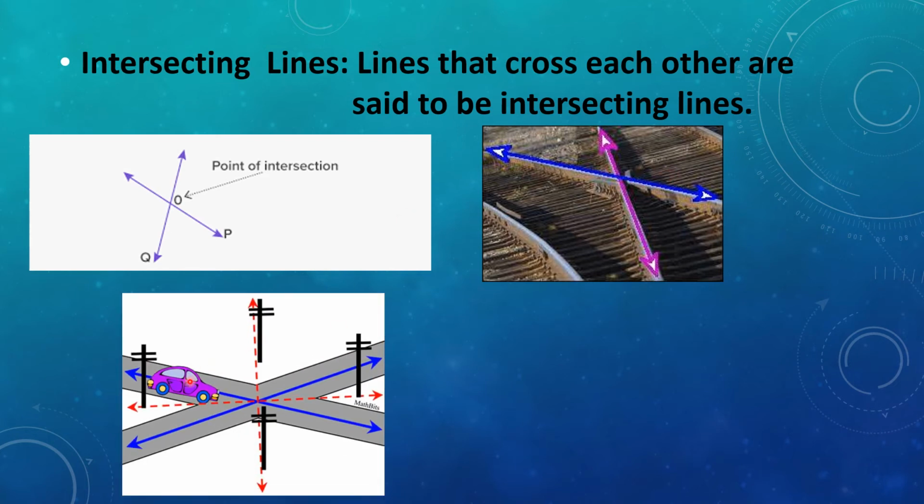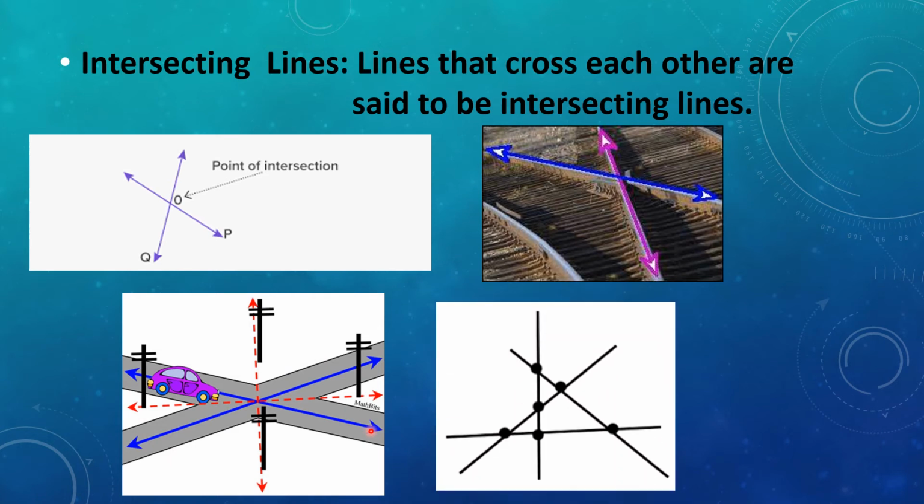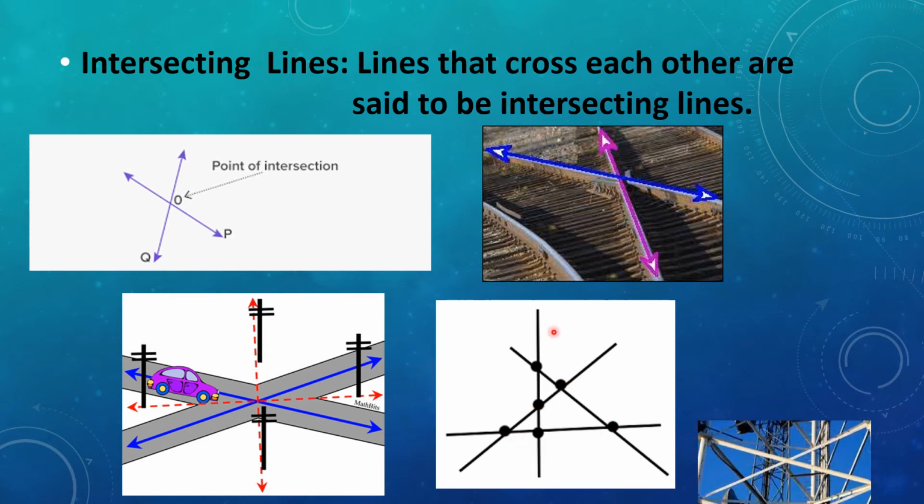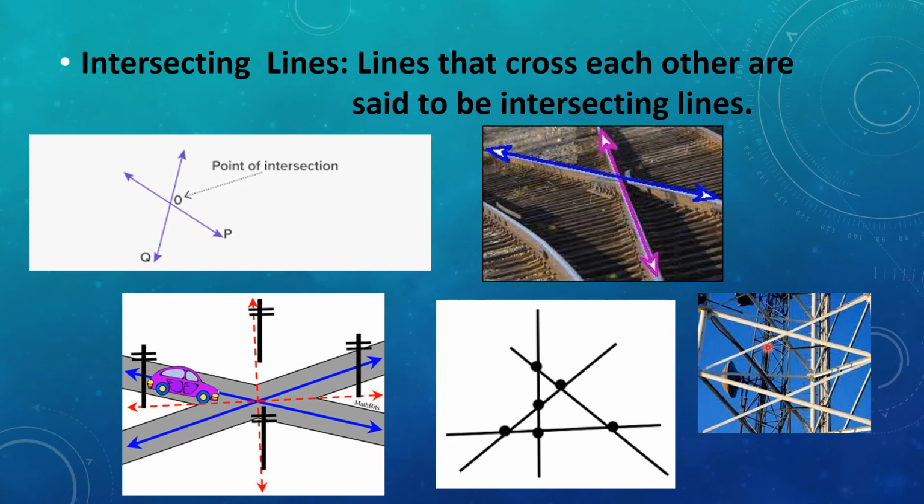Here in a four-cross road you can see these two lines intersect at a point, so these two lines are known as intersecting lines. Here you can see so many lines intersecting at points and can be joined, so these lines are called intersecting lines. Here in a tower also you can see these lines are intersecting lines.